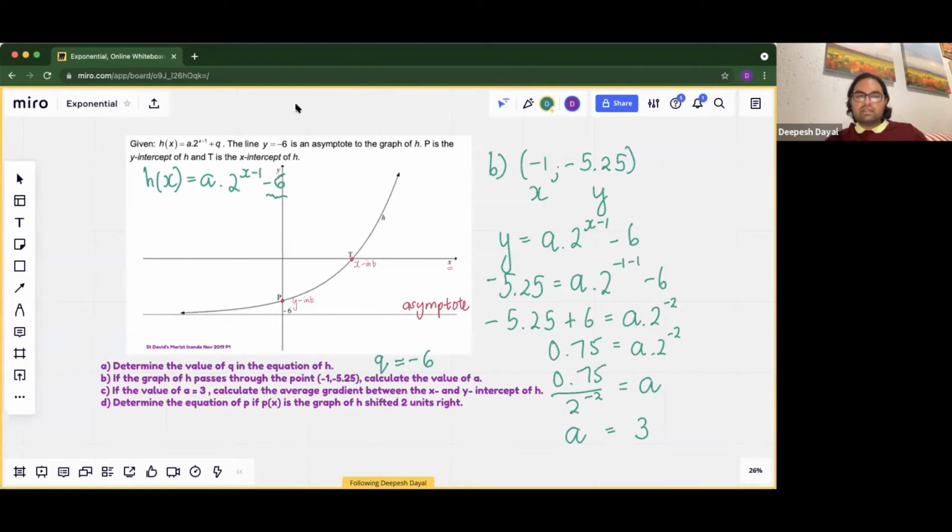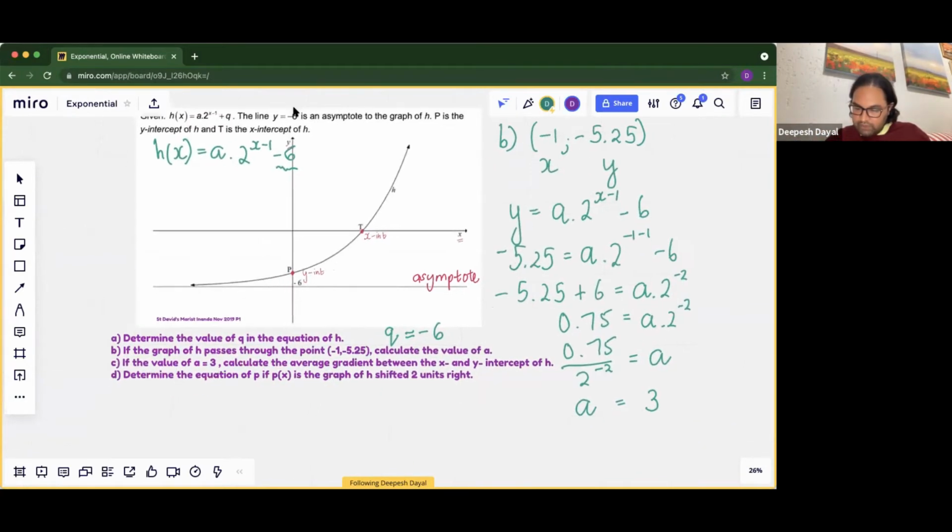Yes. Okay. So this question says, if the value of A equals 3, calculate the average gradient between the X and the Y intercept. So do we have the X and Y intercept yet? We don't. So we need to find the X and the Y intercept. Okay, let's have a look. We have learned this before. Remember a few lessons ago, we looked at the x-intercept and the y-intercept. Okay, let's start with that, right?